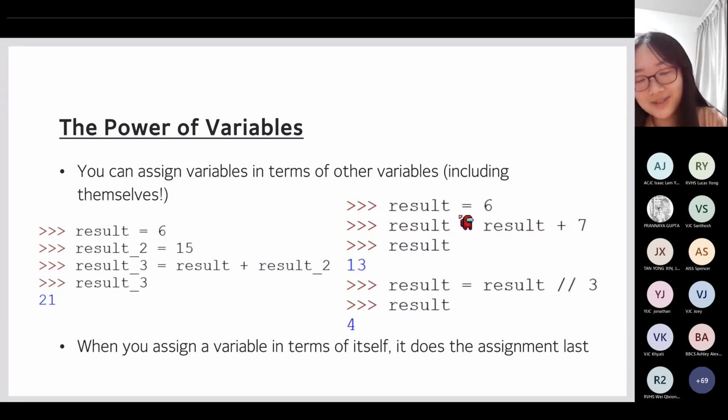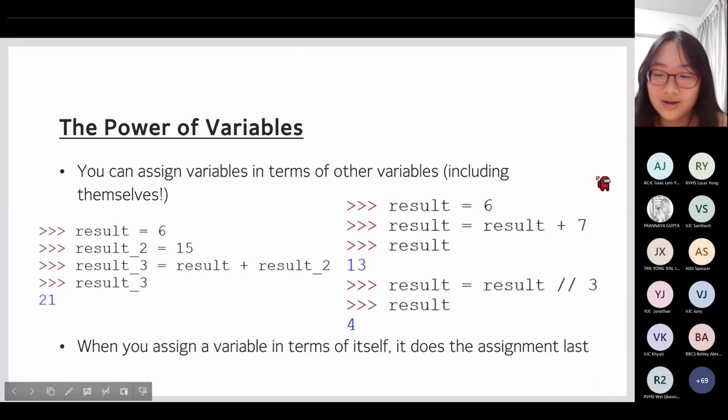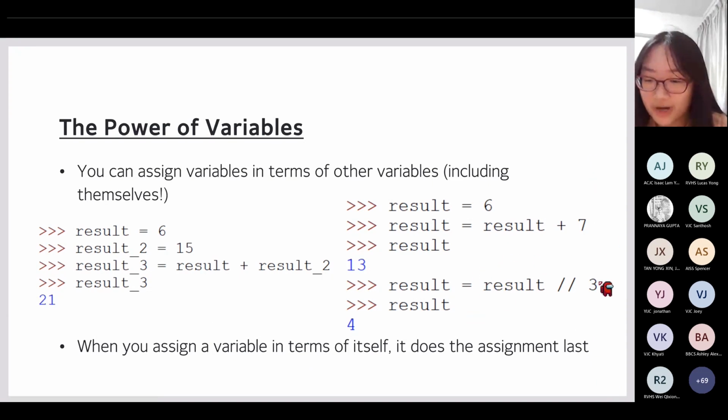You can also assign a variable in terms of itself. So you assign result equals 6, and then you assign result equals result plus 7. What it does is that it takes result, which is 6, it calculates 6 plus 7 equals 13, and then it will assign 13 back into result. And that's what you see here. This is quite similar with floor division. So when you assign a variable in terms of itself, it does the assignment last. It calculates the operations on the right, and then it gets the value. Then it does the assignment to assign the value into the variable.